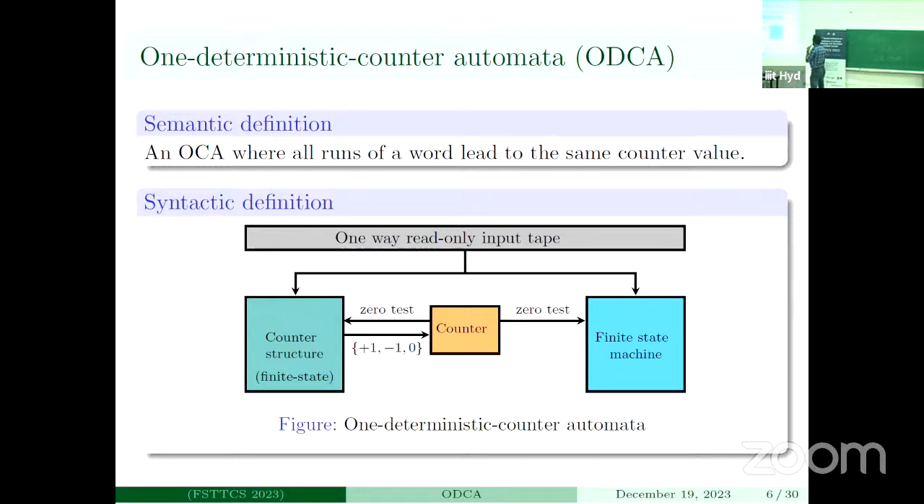The finite state machine here cannot alter the contents of the counter. It cannot modify the counter. It can only test whether the counter value is 0 or not. Again, the finite state machine can have two sets of transitions, one for counter value 0 and the other for positive counter value. On reading an alphabet from the input tape, both the counter structure and the finite state machine take a transition simultaneously. This is the syntactic definition. We'll take a look at an example and see how it works to understand this model better.